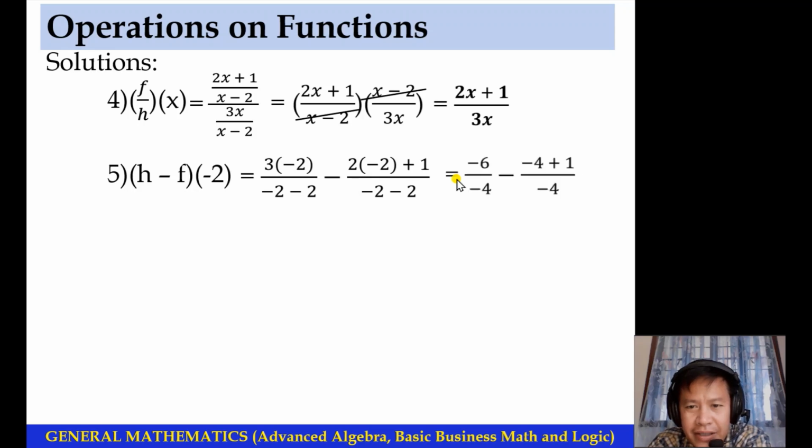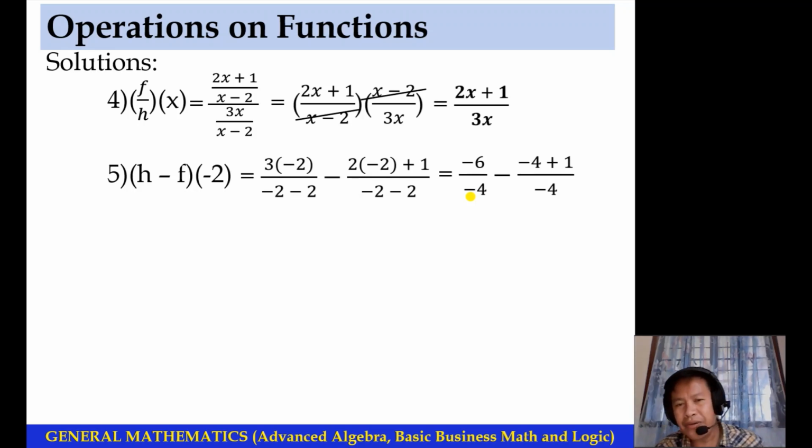Okay, this is equal to negative 6 over negative 4. Why? 3 times negative 2 is negative 6. Negative plus negative is negative. Did you understand? Do not make it positive because you are not multiplying. The rule in addition of signed numbers is different from the rule in multiplying and dividing signed numbers. Negative plus negative is negative. 2 plus 2 is equal to 4. Okay, did you understand, students?